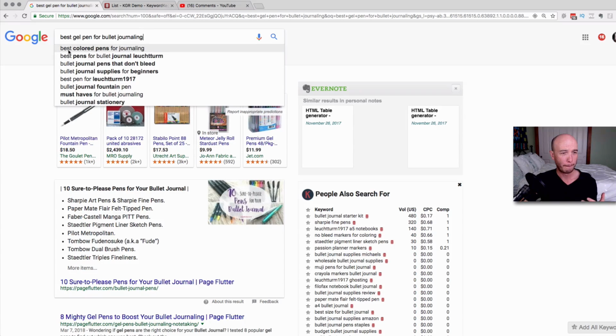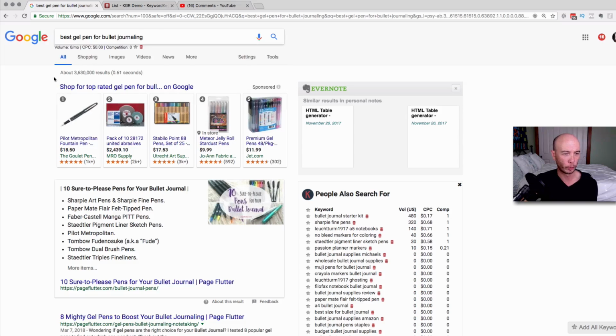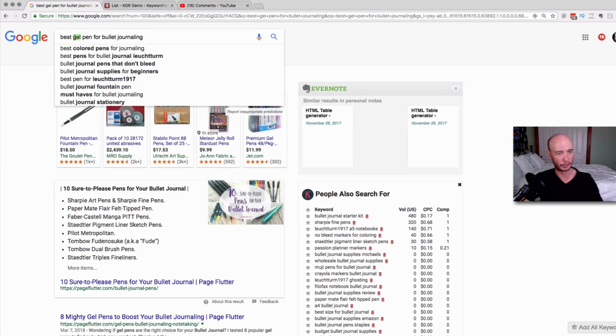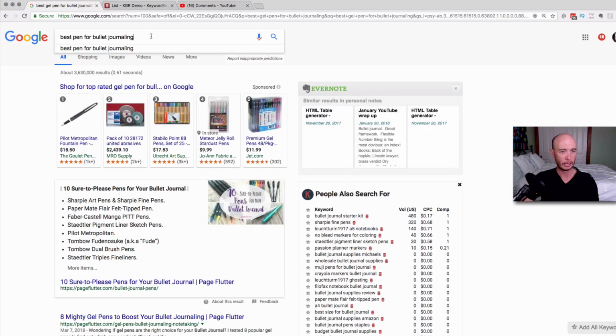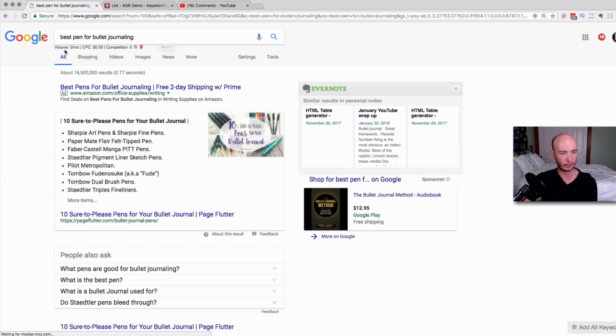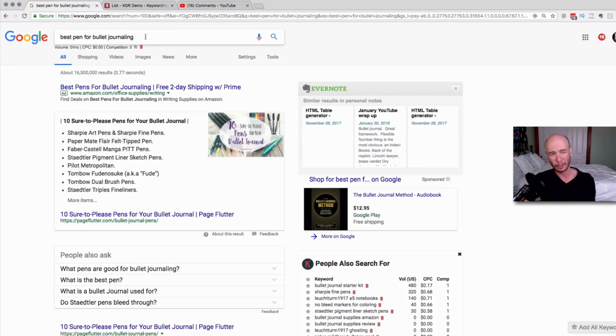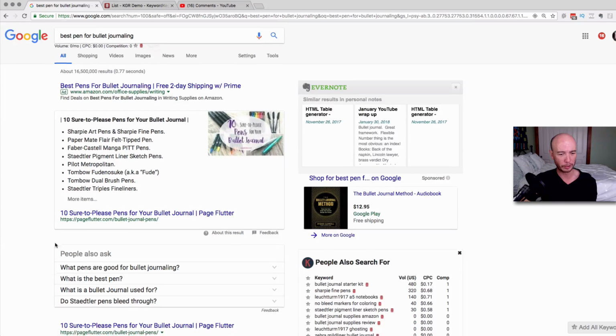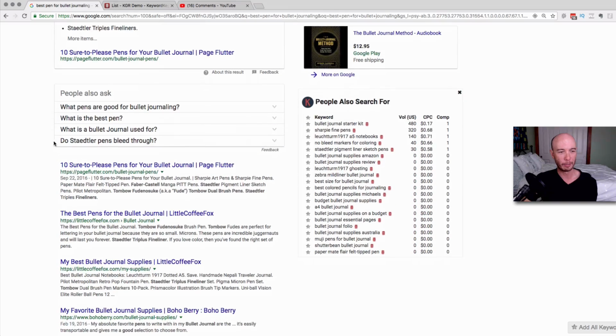So best colored pens for journaling. And again, same sort of idea, same sort of topics here. Now I'm just going to see if we can get some other ideas. If I just say, I'm going to get rid of gel. So best pen for bullet journaling, see if there's some number of searches for that using, again, Keywords Everywhere. So still no searches, but as we scroll down, we could see that people are asking this.